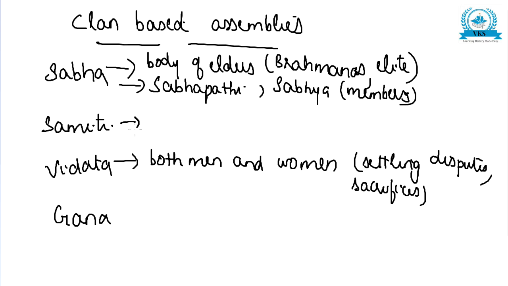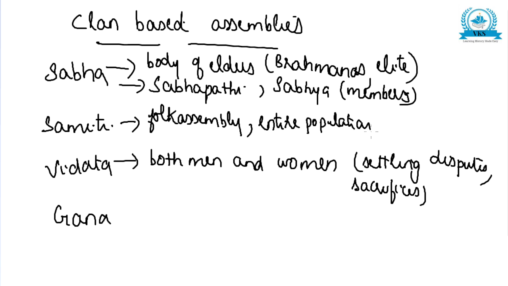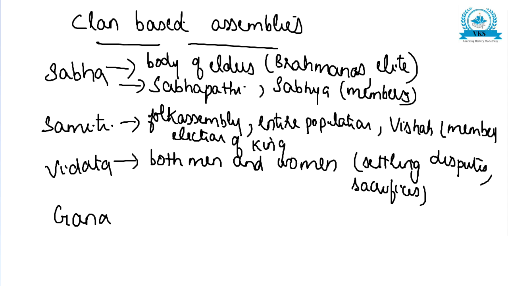Now the Samiti, the next group, was more like a folk assembly, in which the entire population could participate. The members of the Samiti were called Vishah. Sabha members were Sabhya, Samiti members were Vishah. And the most important function of the Samiti was the election of the king.